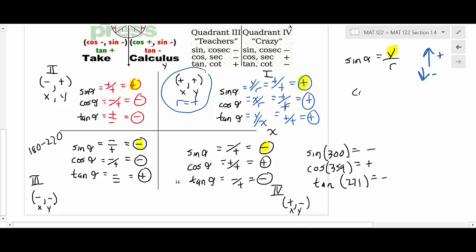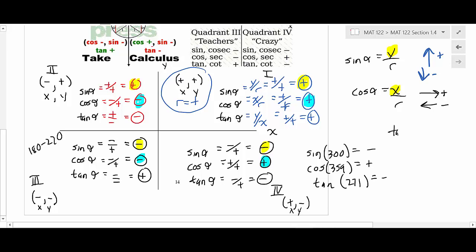Okay, if you move to the cosine, it's x over r, so it becomes a matter of where x is positive. Okay, so x is positive to the right. So notice how the cosine turned out. The cosine turned out to be positive when you're to the right, and negative when you're to the left. And that's just the way x and y work. Okay, so that's how I remember that.